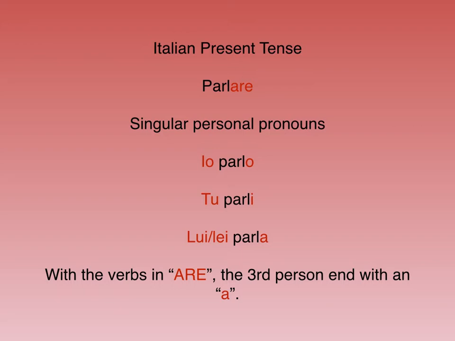Now, let's have a look at the first group of verbs, the verbs that end in are. Let's have a look at the verb parlare, to speak. So what's happening here? We're actually dropping the ending of the verb. We are dropping the are. And instead, we are putting different endings for the different singular personal pronouns. Io parlo, tu parli, lui, lei parla. And look carefully: with the verbs in are, the third person ends with an a.